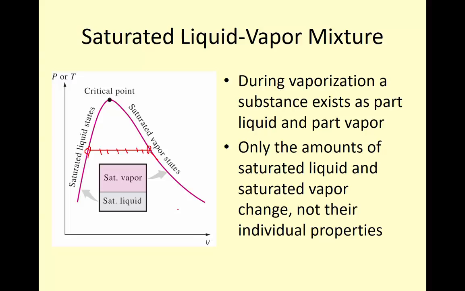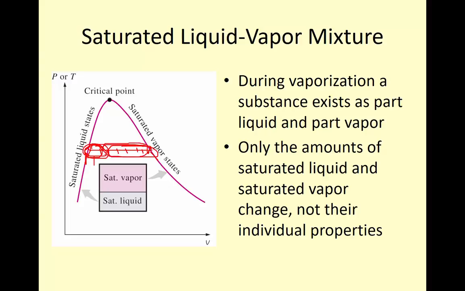So the amounts of the saturated liquid will change. We have less and less liquid, more and more vapor. But the properties of those individual substances do not change. So we may have this much saturated liquid and this much saturated vapor, but the property values of this liquid are still the property values on the line.